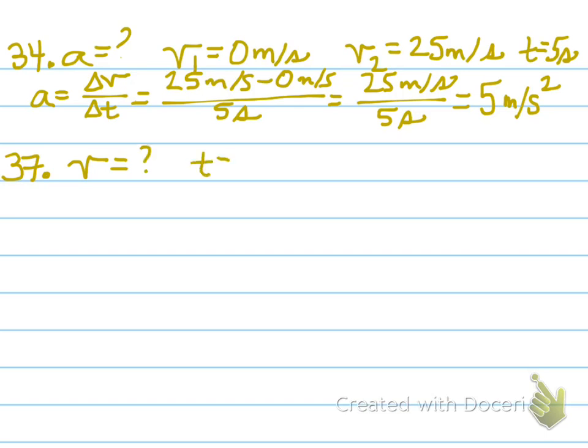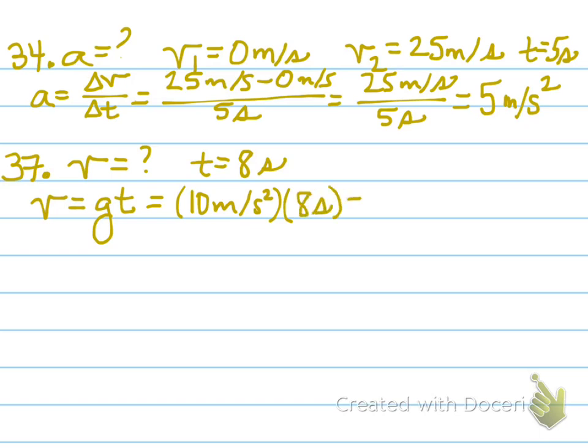Our time is 8 seconds. Again, this is that free-falling equation where our velocity is our acceleration due to gravity times our time. Our acceleration due to gravity is 10 meters per second squared, times our 8 seconds gives us 80 meters per second for number 37.